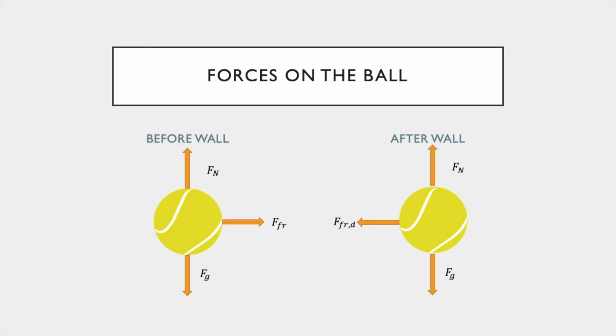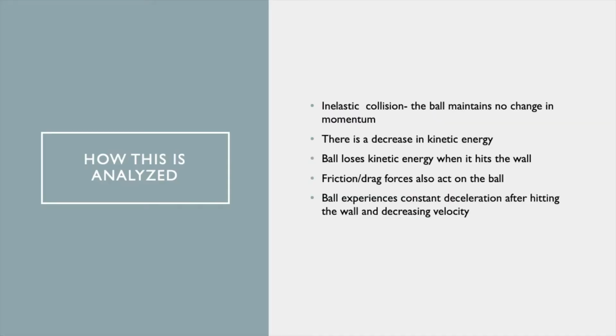The forces on the ball are as follows. Normal force goes up as gravity force goes down. That's why there's no change in y or z. However, there is a change in x from the forces. So how did we analyze this?